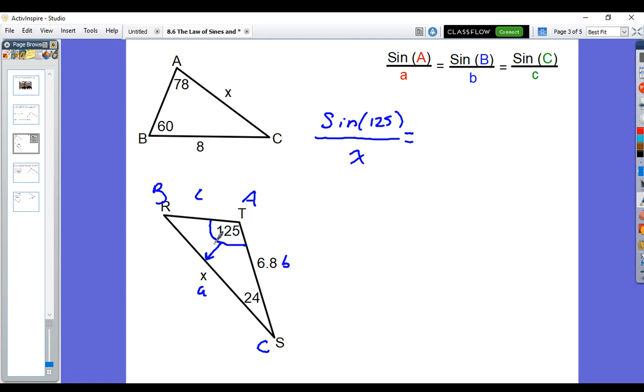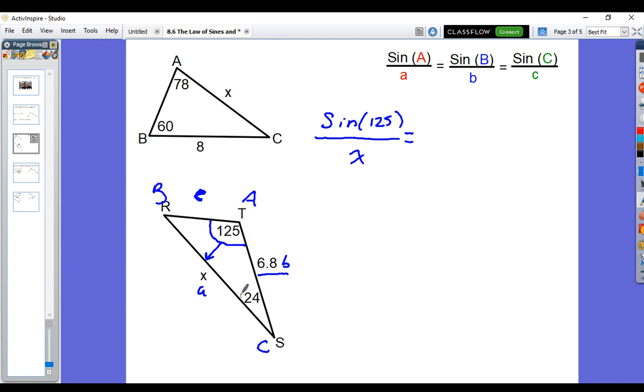Now, here's the issue. If we try to use angle 24, that's fine, but we have no value for little c. Not only do we have no value for little c, there's no way to get it. There's no Pythagorean theorem, because this is not a right triangle. So we're going to have to find this angle B, because we do have this side right here. It's opposite.